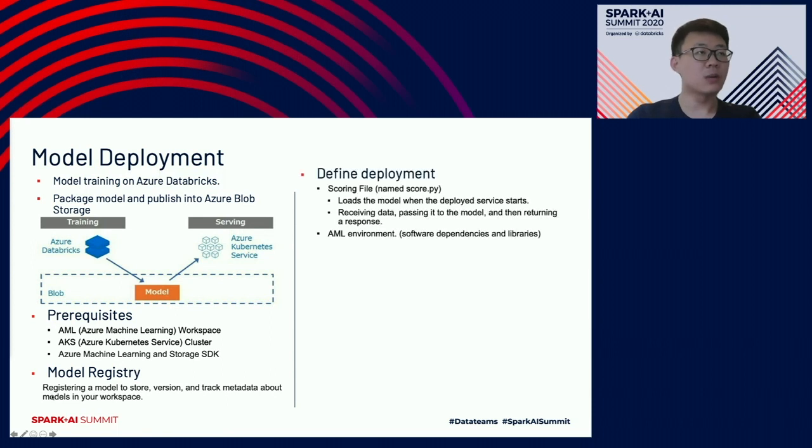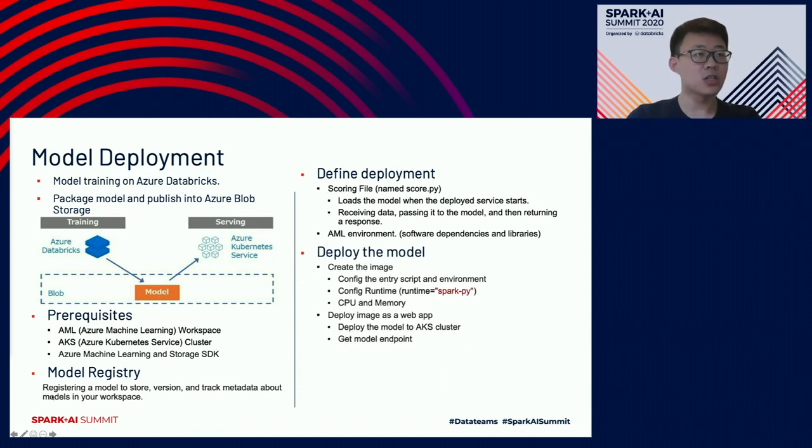Okay, once the model is registered, we can go to the defining stage to define the scoring script, which we call score.py. This is to load the model when the service is deployed into Azure Kubernetes Service. Secondly, this function also needs to handle the data from the endpoint, pass it into the model by doing the featurization and the prediction, then return the results as a response to the endpoint. Plus, we also need to define the AML environment, which includes the software dependencies and also the library dependencies. Once this is defined, we can go to the second stage, the model deployment.